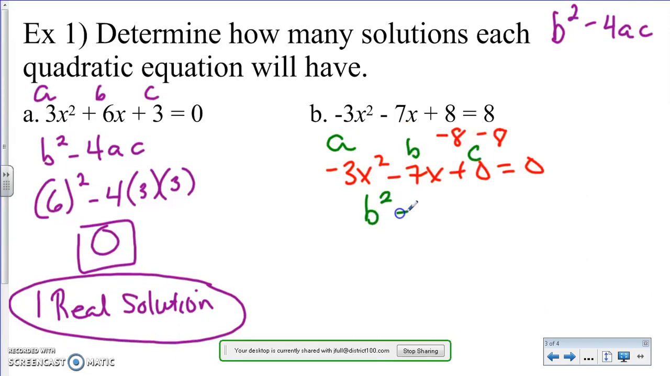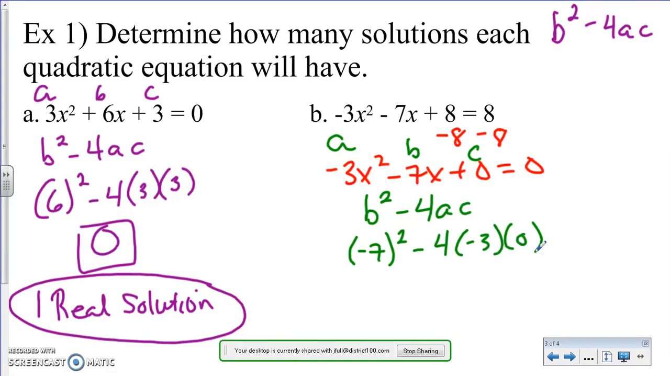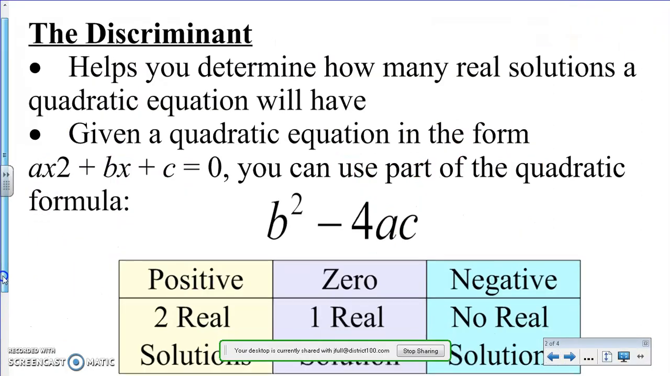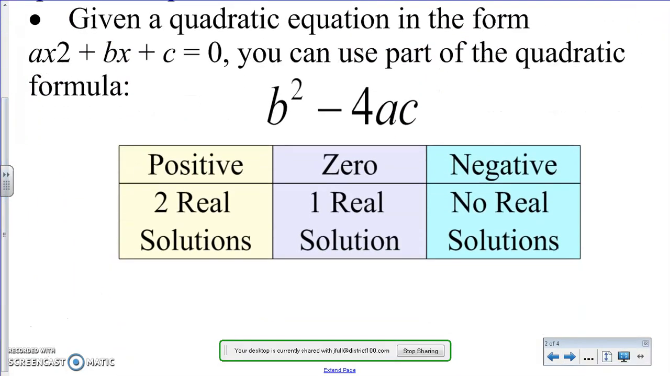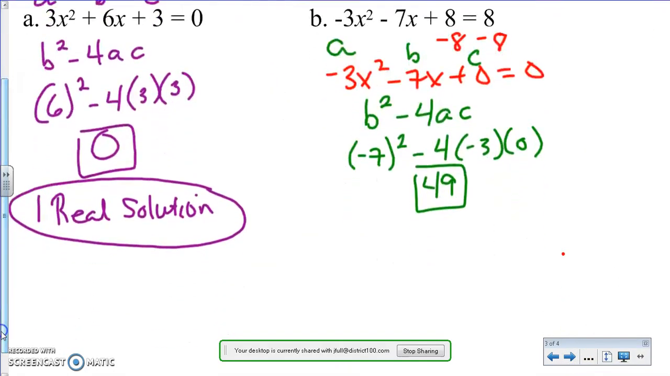So b squared minus 4ac. And plug that in. So b squared, negative 7 squared, notice it's in parentheses, minus 4 times a, which is negative 3, times c, which is 0. Go ahead and type that in your calculator and see what you get for an answer. Make sure you include the parentheses and watch your negative signs. You should get 49, which is a positive number. So if we look back at that table, if we get a positive number here, our answer is actually that we would have 2 real solutions.